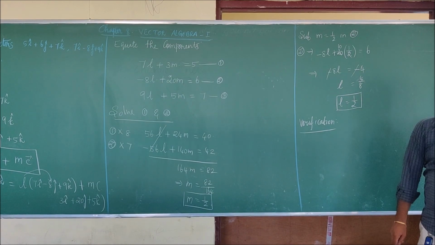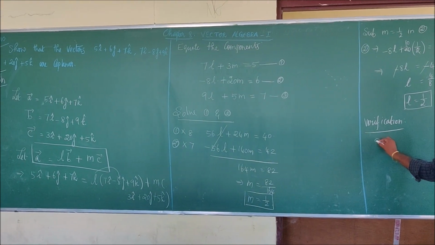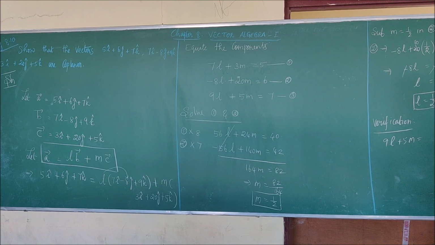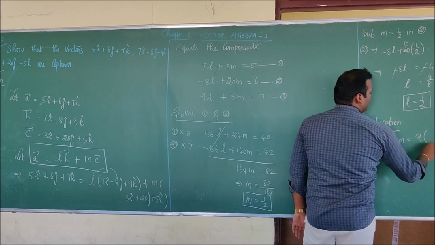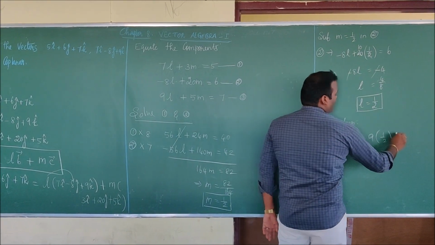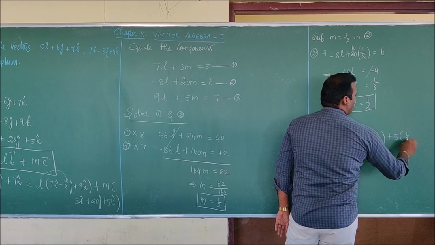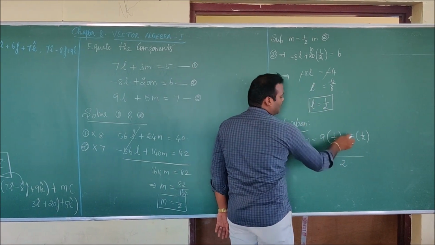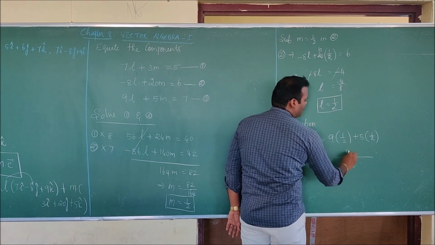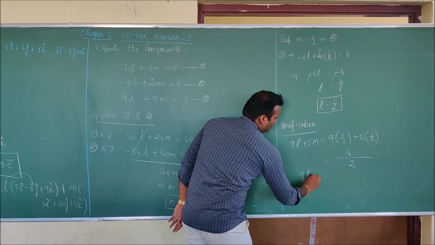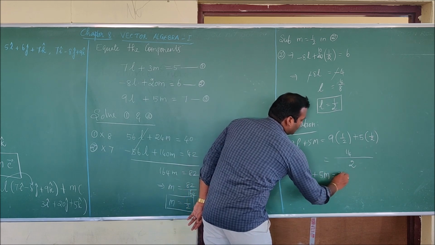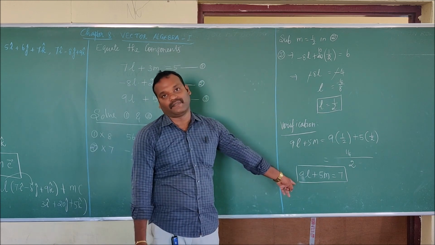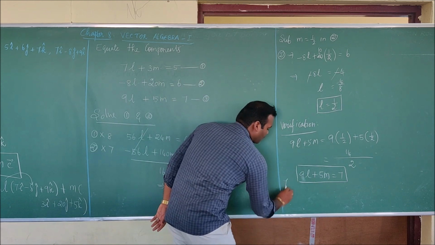Take the left hand side of the third equation. Left hand side of the third equation means 9L plus 5M, which is equal to 9 into L. L is nothing but 1 by 2, plus 5 into M, which is also 1 by 2. When you take the common LCM as 2, you have to add this. When you are adding this, 9 plus 5 is 14. So 9L plus 5M is equal to 7. So the equation is satisfied. The third equation is satisfied.